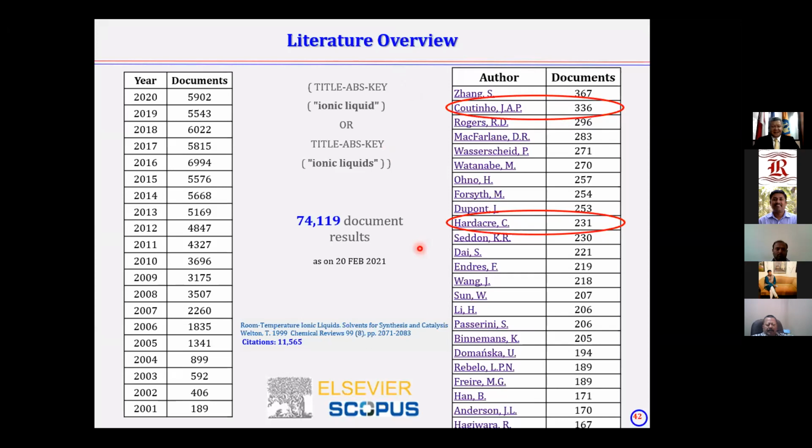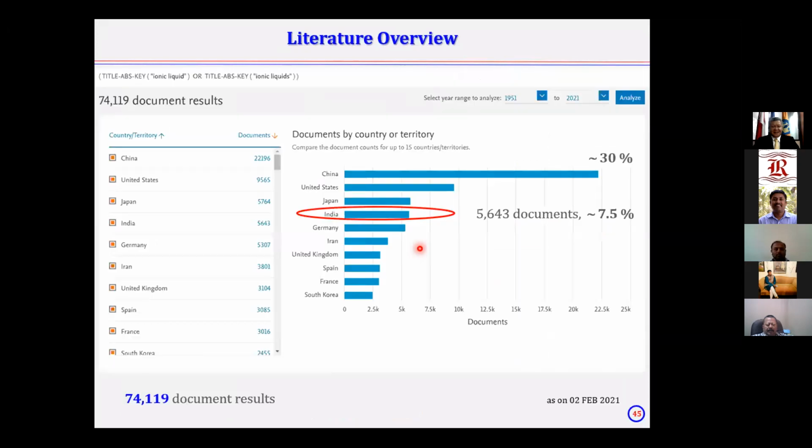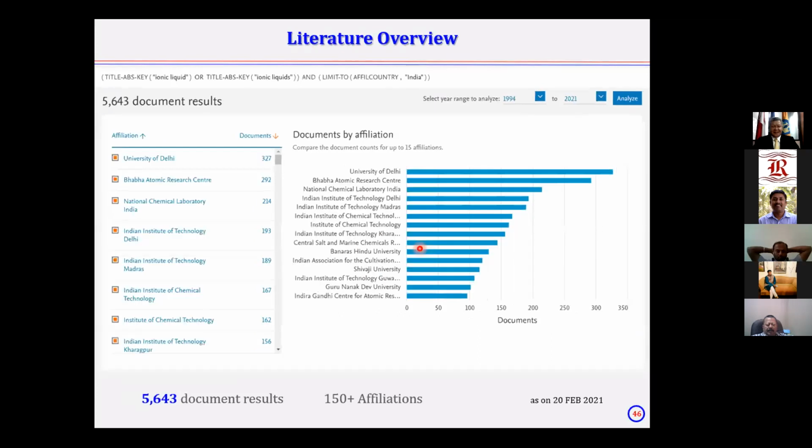Well, India is not behind, and is at the 3rd position after China and the US. So many people in India are working on this research area, not fewer than 150 affiliations. And these are a few affiliations. The top affiliations I put here: University of Delhi, BARC Mumbai, NCL Pune, IIT Delhi, IIT Madras, IICT Hyderabad, ICT Mumbai, IIT Kharagpur, CSMCRI Bhavnagar, Banaras Hindu University Varanasi, IACS Kolkata, Shivaji University Kolhapur, IIT Guwahati, Guru Nanak Dev University Amritsar, IGCAR Kalpakkam, and so on. Well, the list is very long. It's around 150.